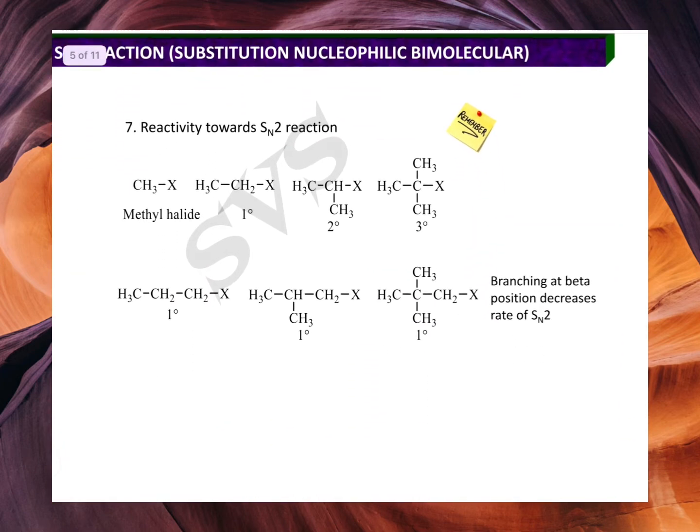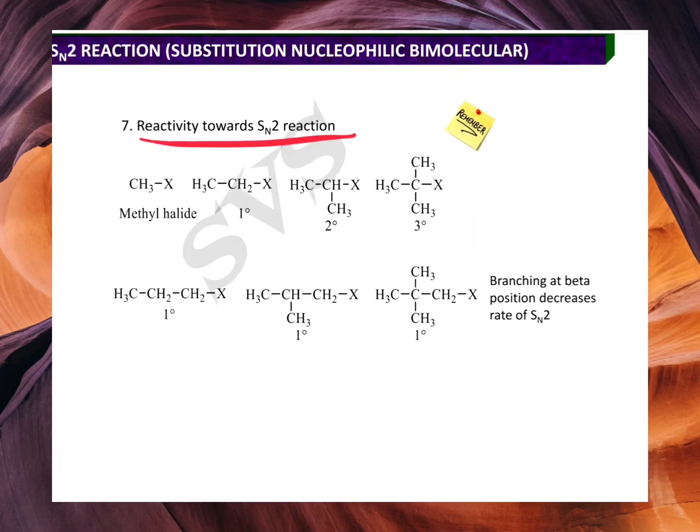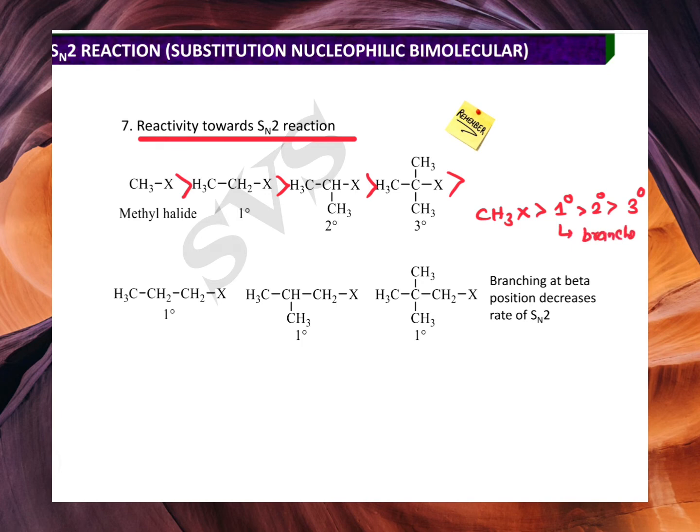So next one, reactivity towards SN2: methyl, ethyl, secondary and tertiary. So I can say simply methyl followed by primary, followed by secondary, followed by tertiary. In secondary, as the branches increase, reactivity decreases.